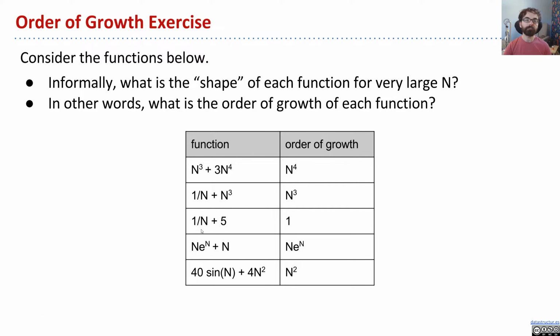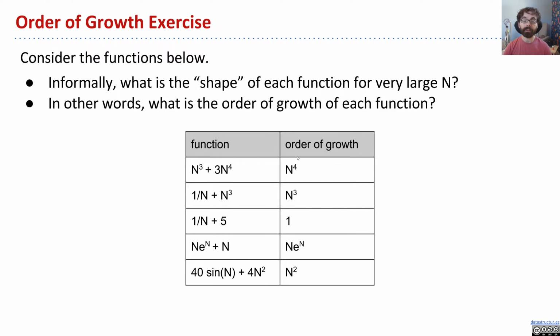Before we get to Big-Theta, let me just talk about these last 3 here. So 1 over n, as n goes to infinity, is going to diminish to nothing, and we're left with just a constant, and we'll typically write that constant as 1. N times e to the n plus n, well, this left term is much bigger, and neither of these two parts of this term are constants, so we keep them. And then for our final example, 4n squared, obviously for very large n, is going to be much larger than 40 sine n, which varies between minus 40 and 40.